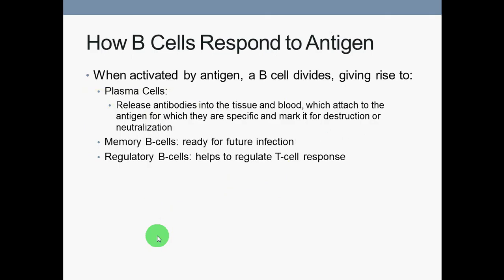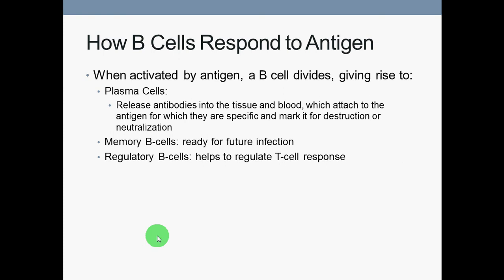Now when activated by antigen, a B cell divides, giving rise to 3 different types of B cells that we can have. So just like T cells come in 4 different varieties, B cells come in 3 different varieties. Now the type of B cell that we think about the most are plasma cells. These cells, their whole job is to produce a whole bunch of antibodies and then release them into the tissue and blood. So their whole purpose is antibody production.